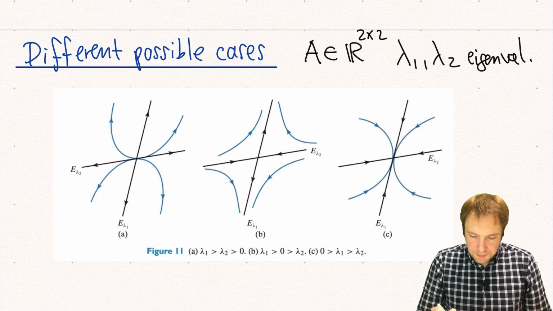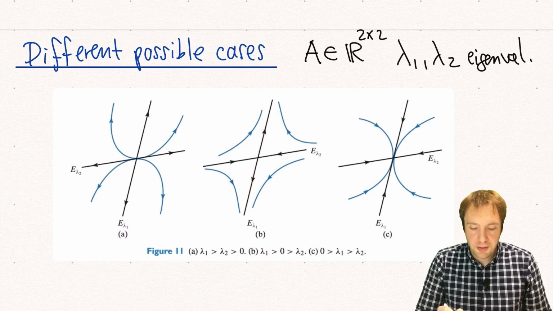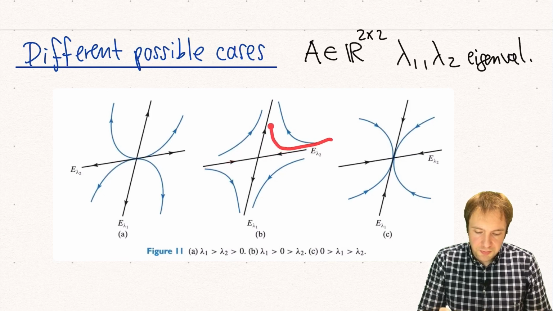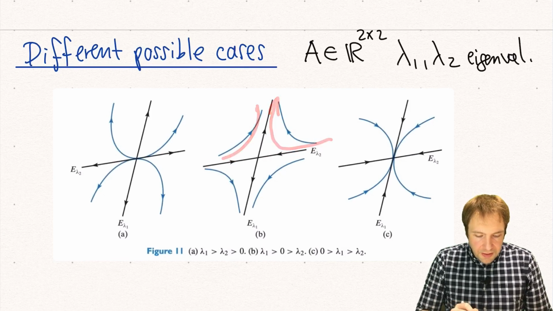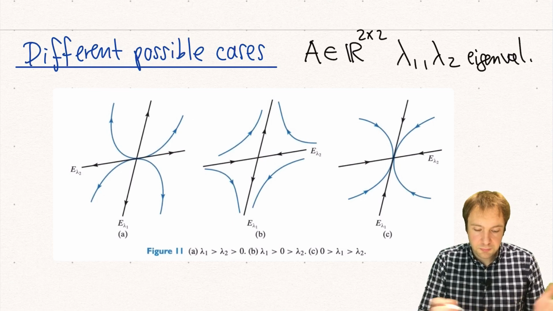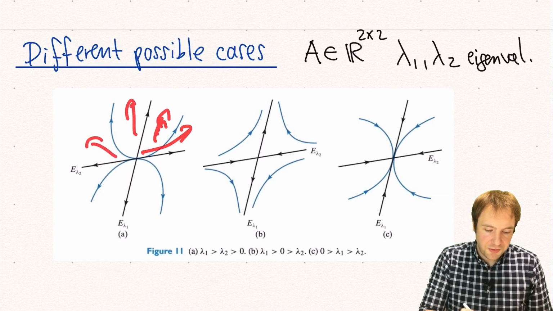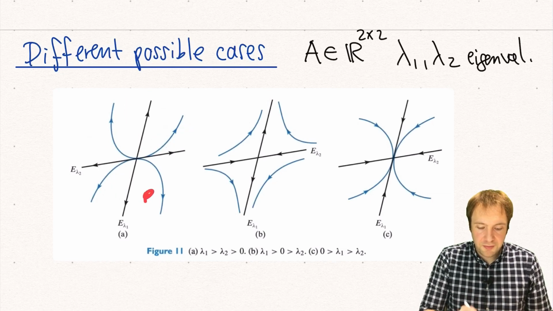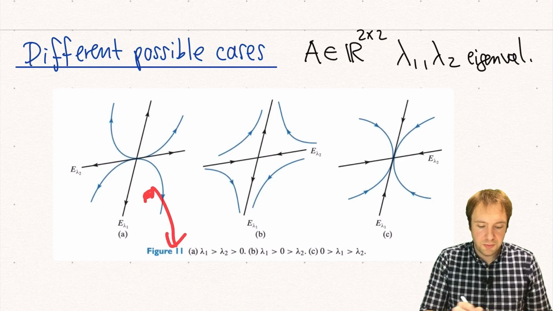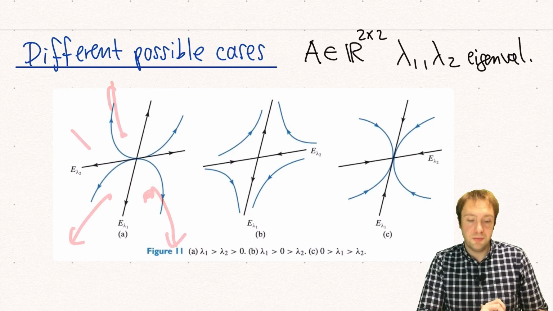And for example, in example case B here we had before, one positive eigenvalue and one negative eigenvalue. So you go in this direction like this. But it could also be that both eigenvalues are positive. So then everything goes outside. So if you start at some point, as t increases, you always go outside, away from the origin.